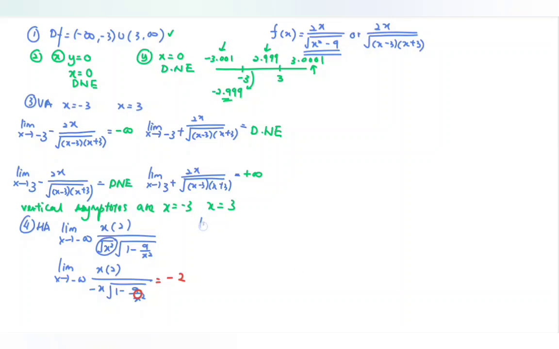Next, move on with limit when x approaching positive infinity. So repeat the situation. Here we will have x instead of negative x. So square root of 1 minus 9 over x squared. So if we substitute, here we'll obtain 0. Then for this part, we will have the 2. So the horizontal asymptotes are y equals negative 2 and y equals 2.